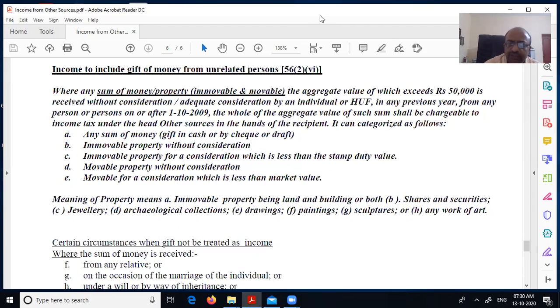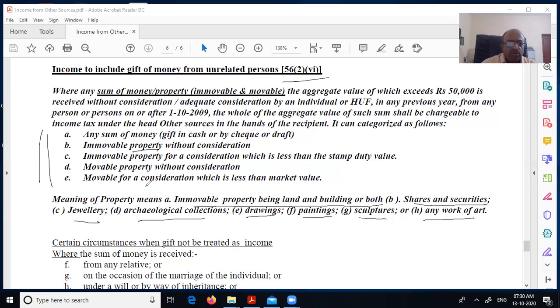Because today, as far as other sources are concerned, this section is the most important section. Under other sources, this is the only thing that is there, that is in this 56(2)(x). I believe they keep changing that section, but this is the crux of it. Meaning of property. Now here we are talking about property. What is property? It means immovable property being land or building or both, shares and securities, jewelry, archaeological collection, drawings, paintings, sculptures or any other work of art. So where we are talking about property, it means all this.